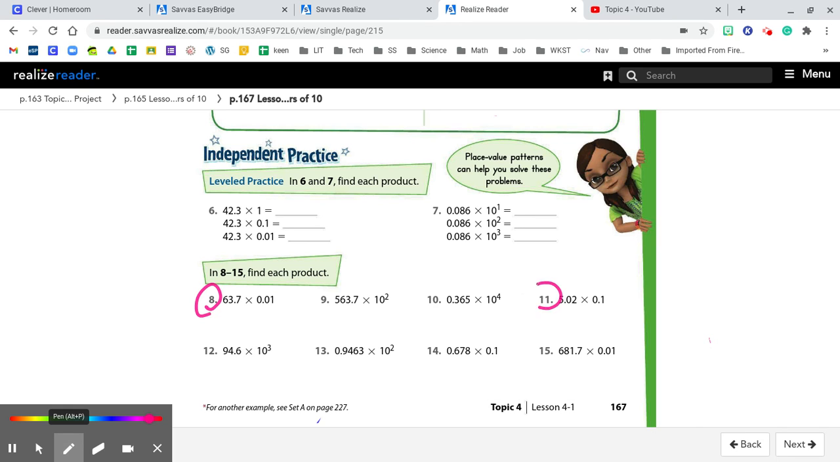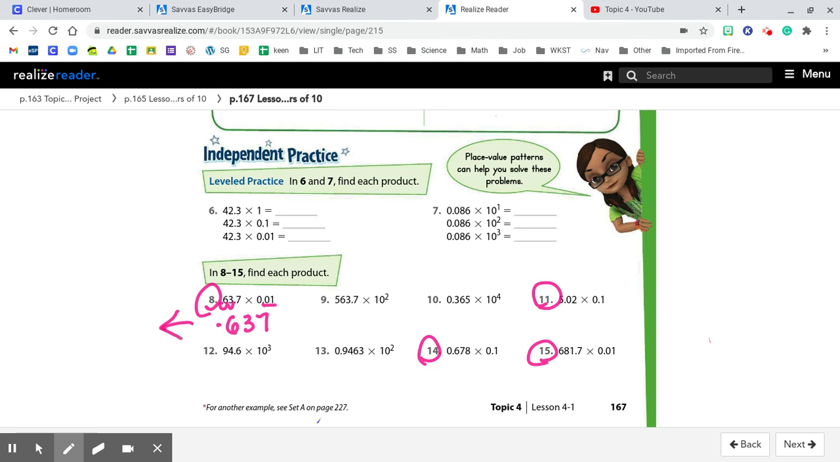and number 11 and number 14 and number 15, because that's kind of going in the decimal is moving in the opposite direction, because we're not multiplying it by a whole number, we're multiplying it by a value that's less than a whole. So when we're multiplying it by 100th, it's going to move 2 places in the other direction. When we're multiplying it by 1/10th, we're going to be moving 1 place. So we're going to have 0.502.